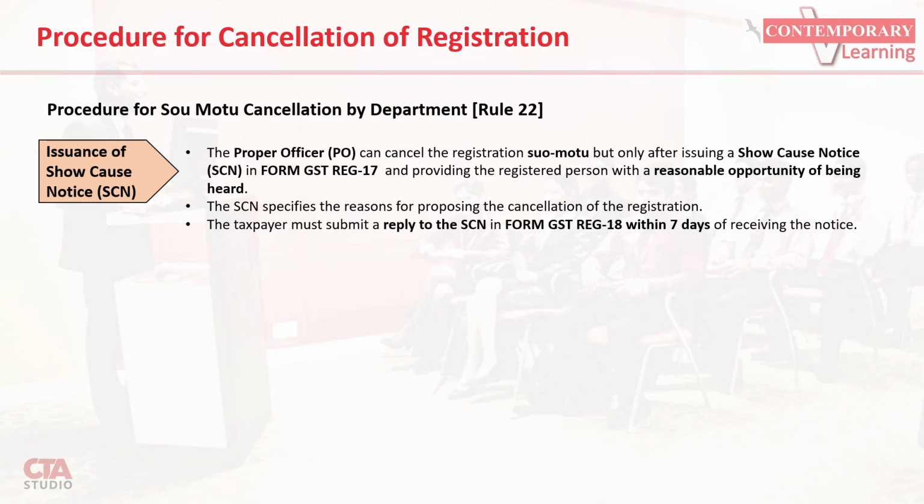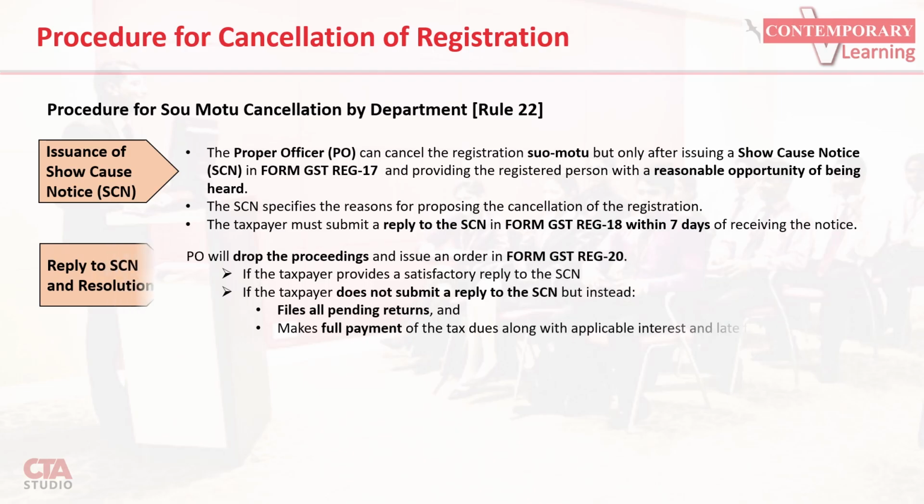Reply to SCN and resolution. The taxpayer must submit a reply to the SCN in Form GST REG-18 within 7 days of receiving the notice. PO will drop the proceedings and issue an order in Form GST REG-20 if the taxpayer provides a satisfactory reply to the SCN, or the taxpayer does not submit a reply to the SCN but instead files all pending returns and makes full payment of the tax dues along with applicable interest and late fees.